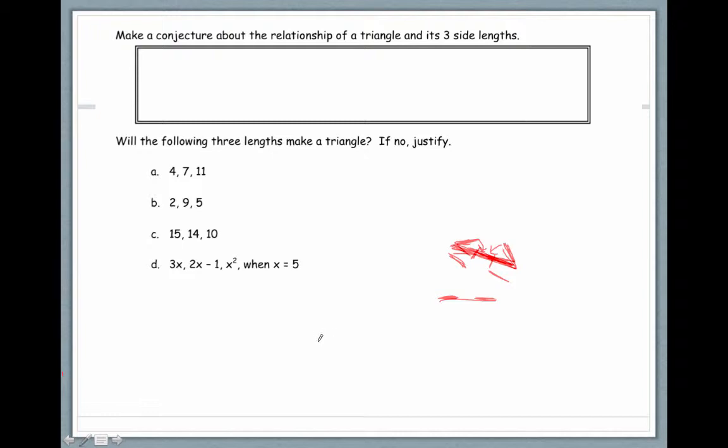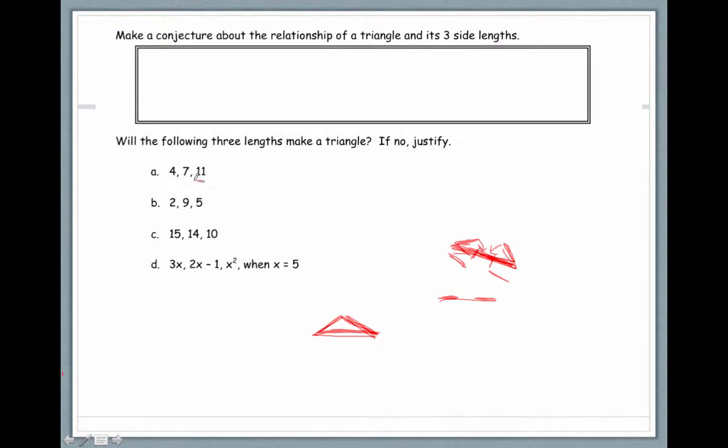So because of that, if I have one side, the other two sides have to add up to more. Because if a line is the shortest distance between two points, then if I have to move away from the line and back again, that has to be a longer distance. So it has to add up to more. So you can look at three lengths and decide if you can make a triangle.